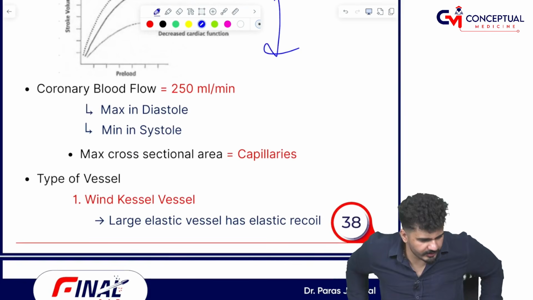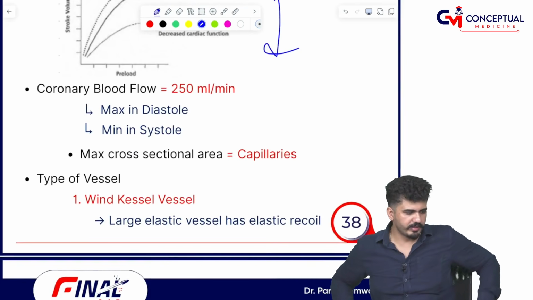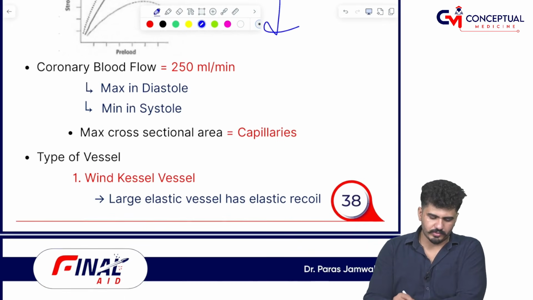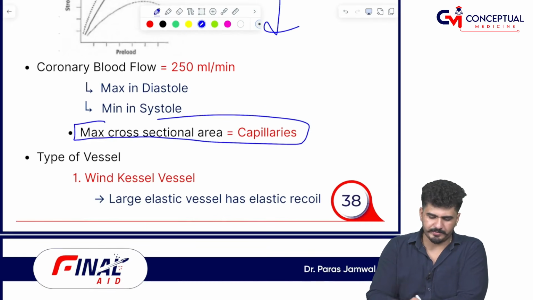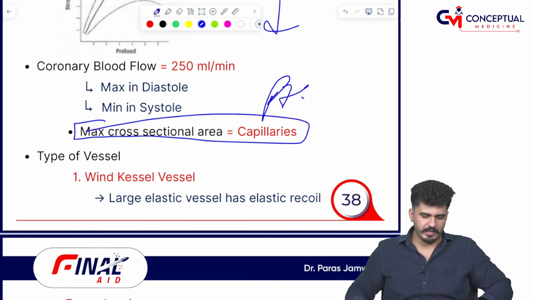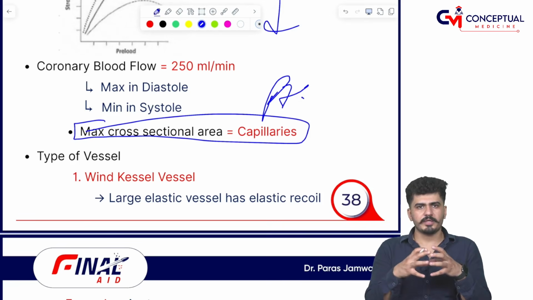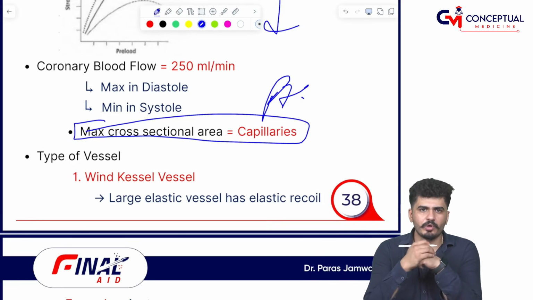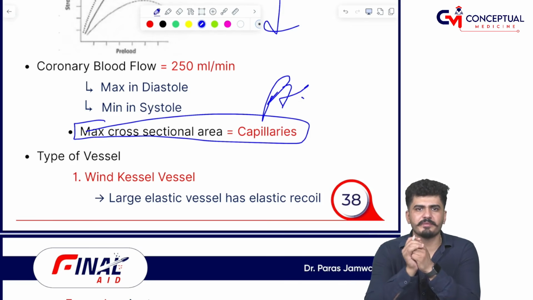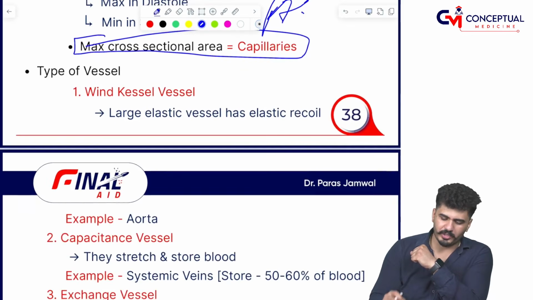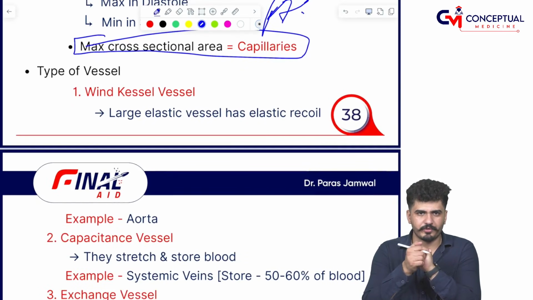Now let's talk about the next topic also, coronary blood flow, my dear friends. Coronary blood flow is max in the diastole, minimum in the systole, and max cross-sectional area is present in the capillary. This is a previous year question for your exam. Coronary blood flow normally is 250 ml per minute. Max in diastole, minimum in systole. Max cross-sectional area is present in the capillaries.